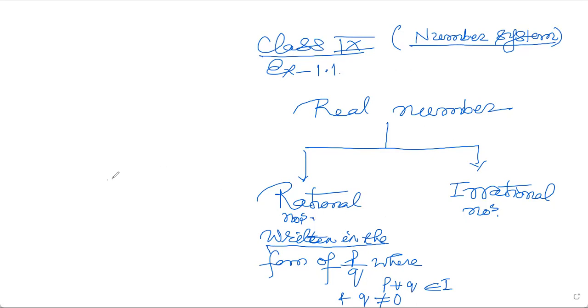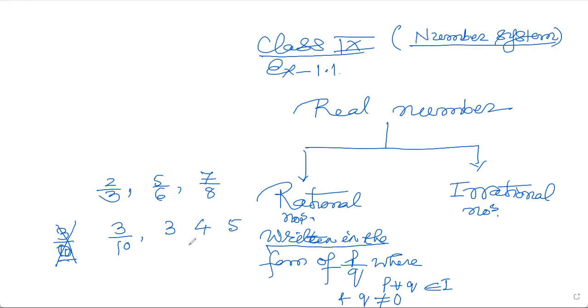For example, if I write 2 upon 3, it is a rational number. If I say 5 upon 6, it is again a rational number. If I say 7 upon 8, this is again a rational number. If I say 3 upon 10, it is a rational number. If I say 3 upon 0, it is not a rational number because denominator cannot be 0, because it becomes undefined. If I say 3, if I say 4, if I say 5, they are also rational numbers.